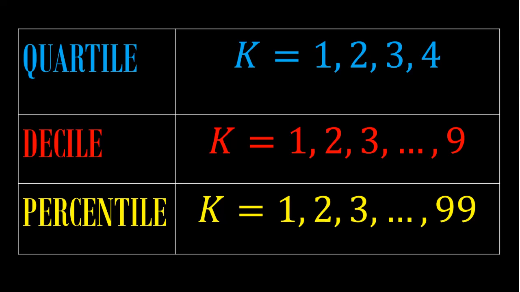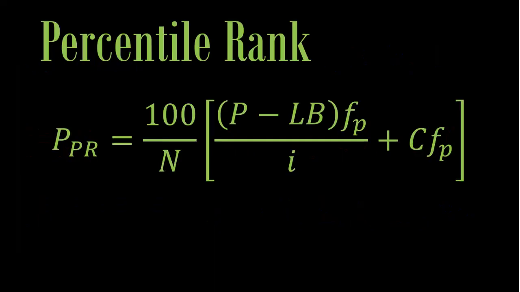Meron din tayong tinatawag na percentile rank. Ang formula natin for percentile rank, that is percentile rank is equal to 100 over total frequency times the quantity of raw score minus lower boundary times frequency of the class where the score belongs over the class interval plus cumulative frequency of all the values below the critical value.